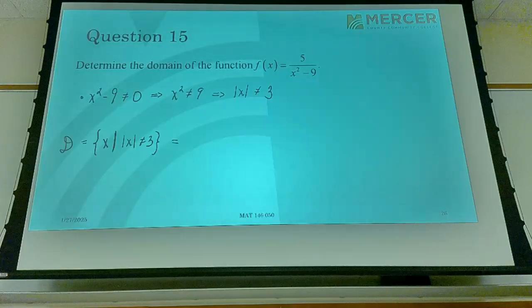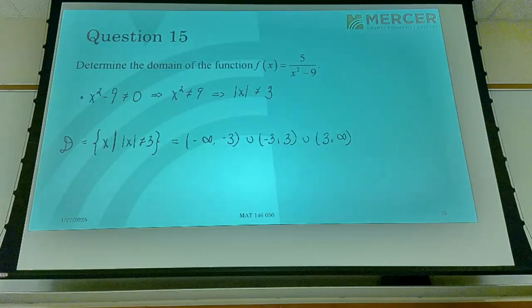In interval notation, the absolute value of x can't be 3. What do we take out of the interval? 3. Just 3? And negative 3. We're going to remove both positive and negative 3. So negative infinity, comma negative 3, and then the U, unioned with negative 3 to 3, unioned with 3 to infinity. And U, that just means a gap, right?